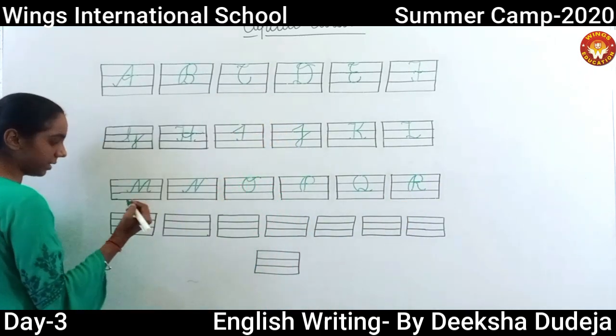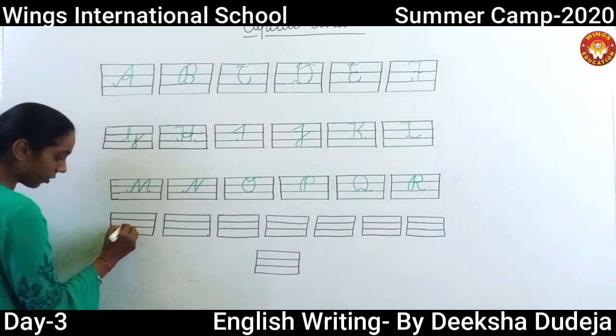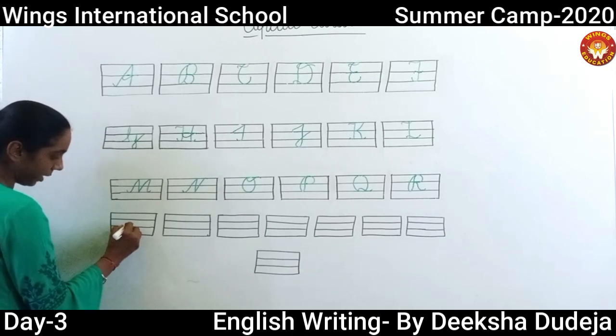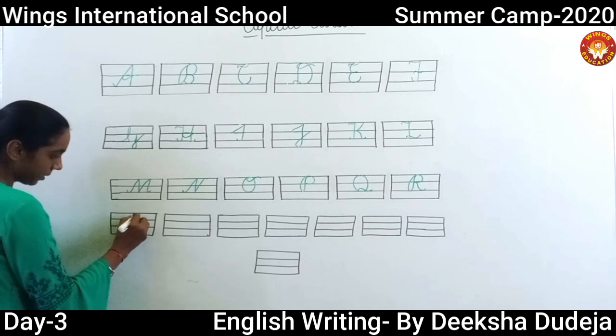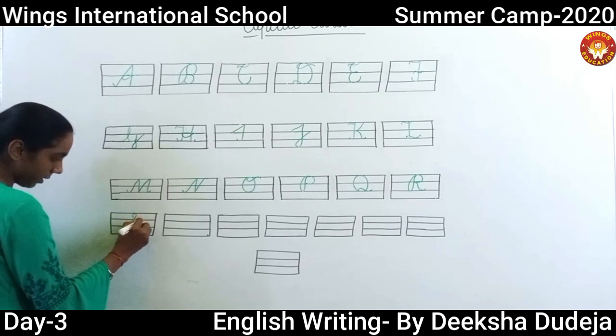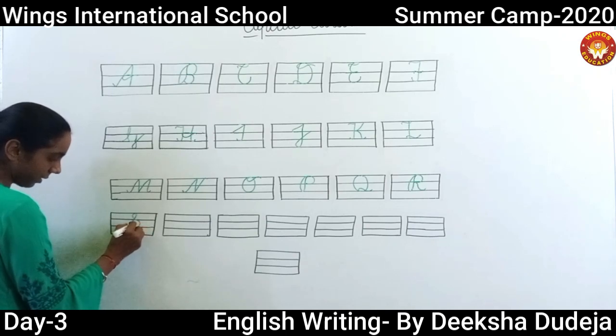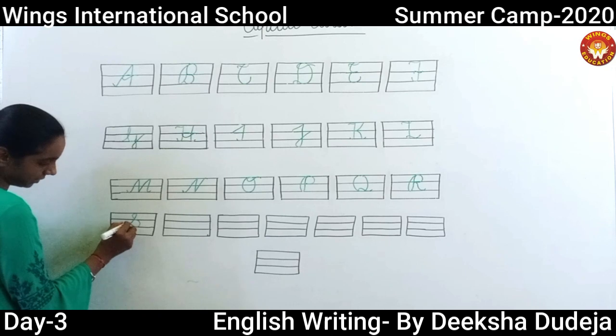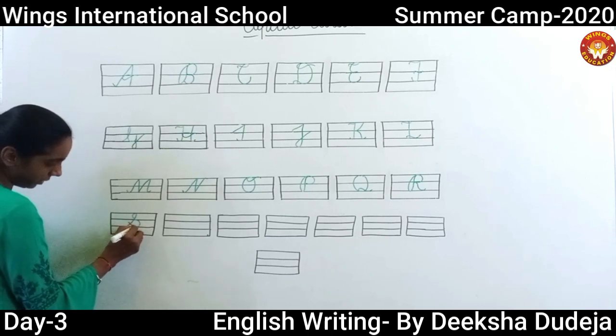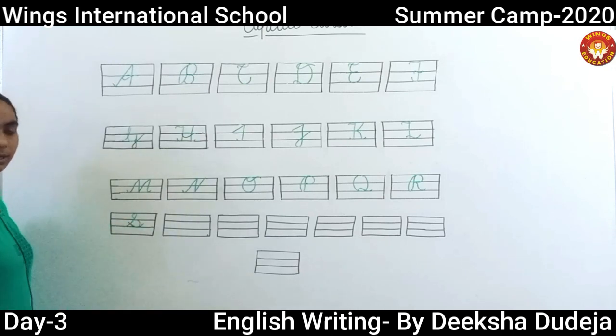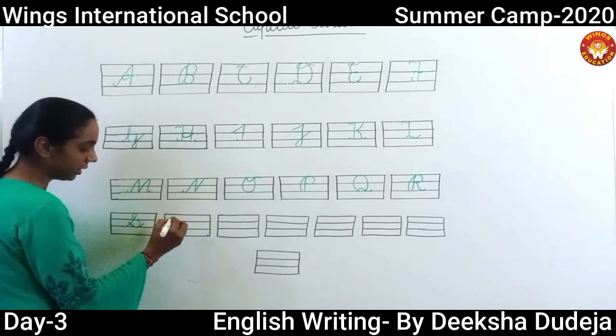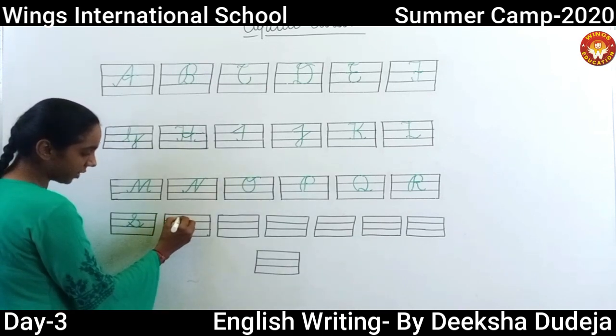And I draw a curve line and touch the third line. Next is S. S starts from third line to first line. I draw a curve line and I round this line. I again round this line big. I touch both lines and I repeat this shape. S.